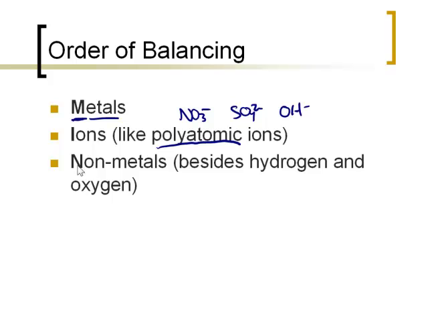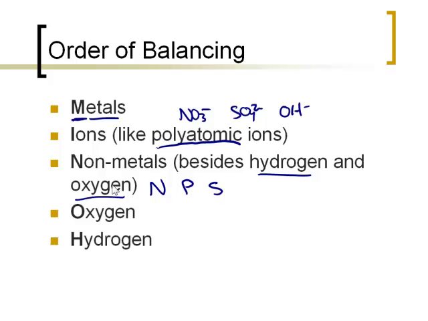After ions, you want to balance nonmetals besides hydrogen and oxygen. Examples would be things like nitrogen, phosphorus, sulfur. These are all nonmetals. Balance those next. After that, balance oxygen. After that, balance the hydrogen, okay?